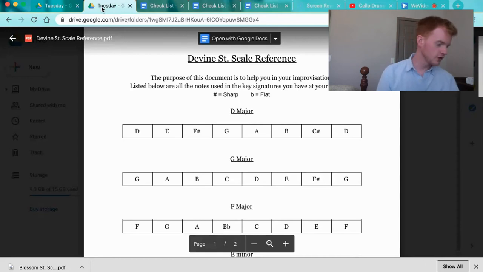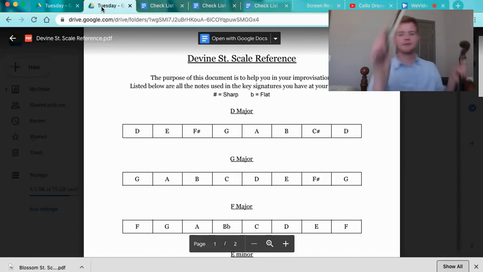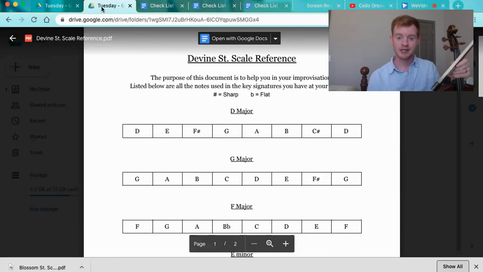Part of improvisation is taking things that you know and changing them around. So, for example, I'm going to go with D major because Blossom Street is going to be dealing mostly with D major and B minor this week. But Park Street and Divine Street, you'll have some more scales at your disposal later on in the week. So I'm just going to use D major as my example.